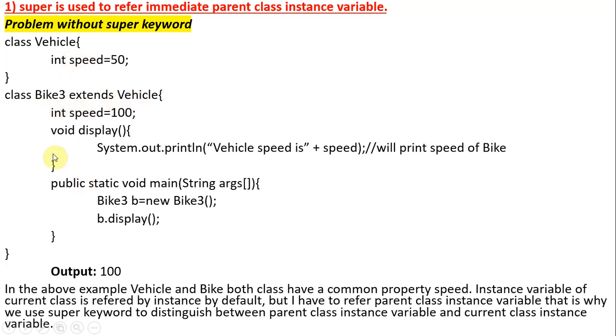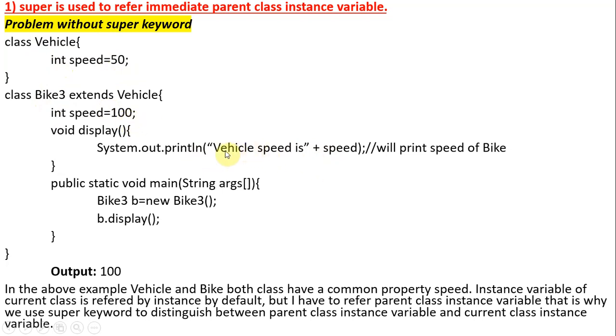So here, what is super and what is sub? Vehicle is the superclass and Bike3 is the subclass. We use extends to represent inheritance. In the subclass we have int speed equal to 100. The name of the variable in the superclass and subclass is the same, but the values differ: here 50, here 100. The display method uses System.out.println to print the speed. For Vehicle, the speed is 50; for the bike, the speed is 100.